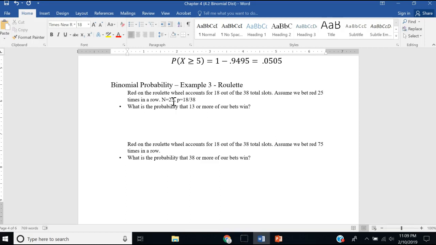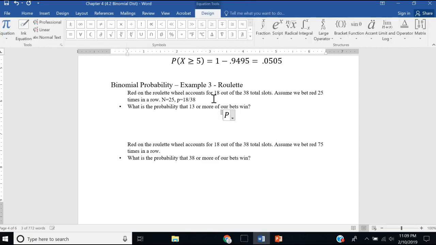13 means that we win more than we lost, right? If I bet 25 times, 13 means I won more times than I lost. And if you know anything about roulette, if you win 12 or fewer times, you lost money. If you went 13 or more times, then you win money. So in other words, what we're doing is we're finding the probability that we win money, right?